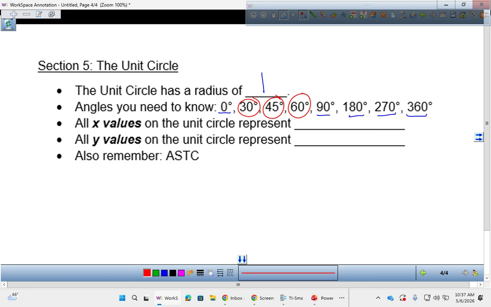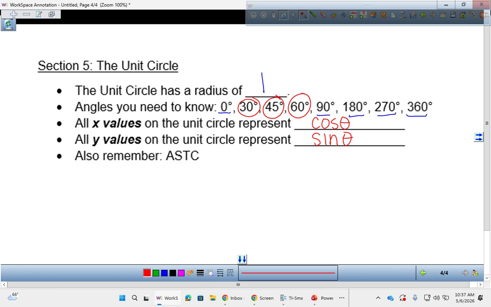What you need to know about the unit circle is you're gonna be working with coordinate points, x comma y. The x values are actually gonna coincide with the cosine values. So when you see x, I want you to think cosine, and when you see cosine, I want you to think x. And the y values are gonna go with the sine. So when you see sine, I want you to think y, or if you're looking at a y, I want you to think sine. They go hand in hand.